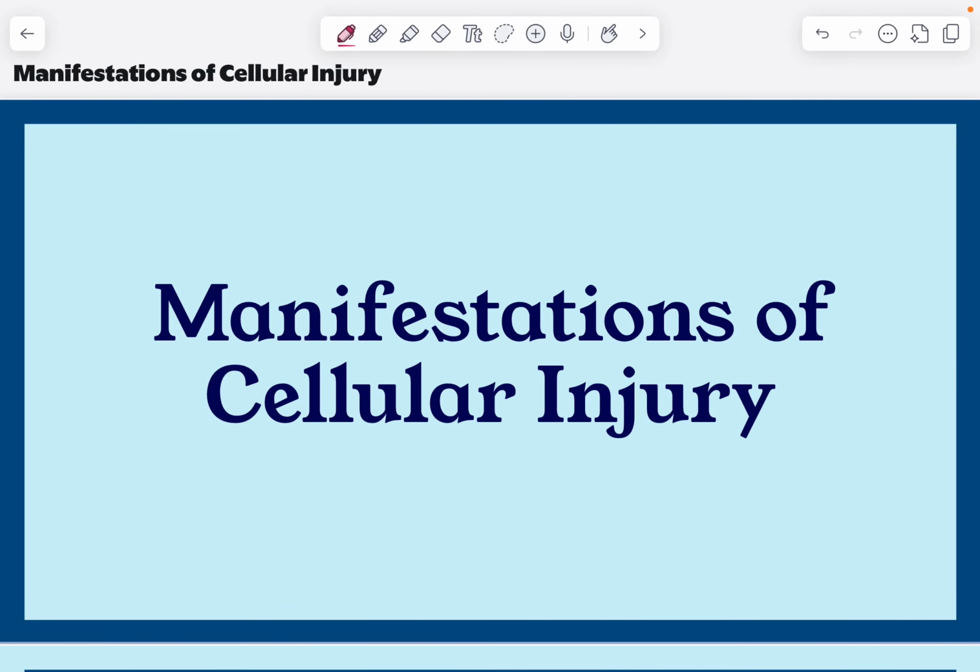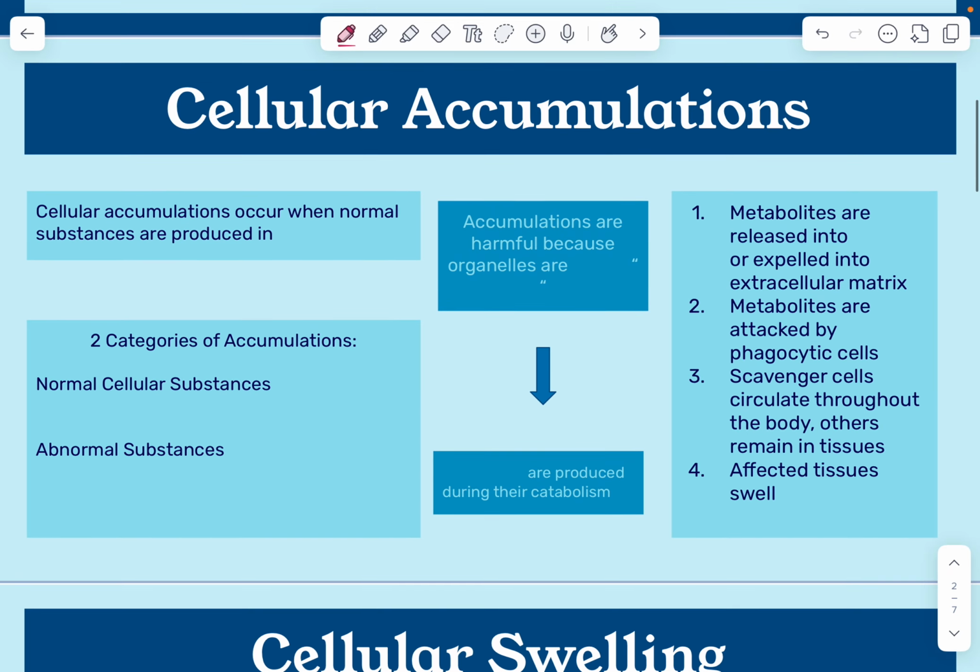Hi everyone, today we're going to go over the manifestations of cellular injury. So starting with cellular accumulations, these occur when normal substances are produced in excess.